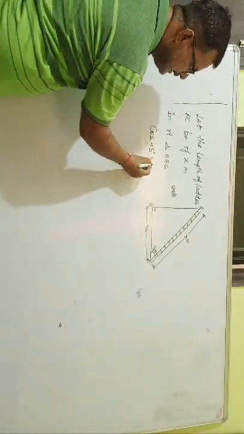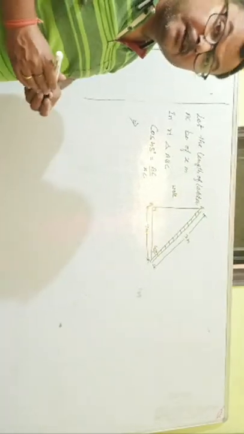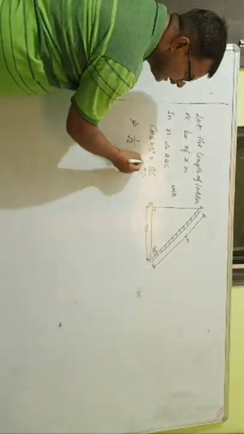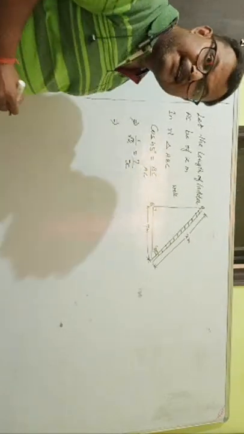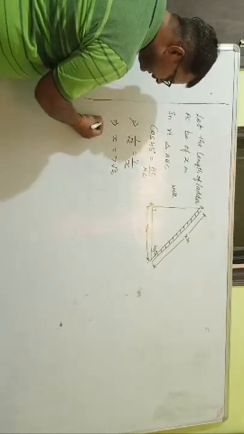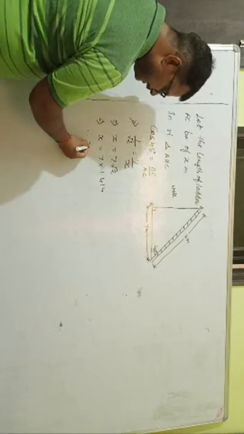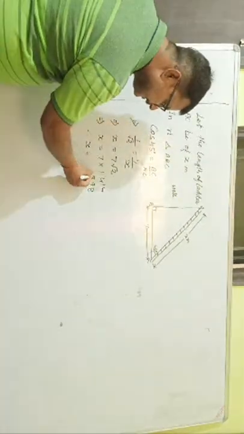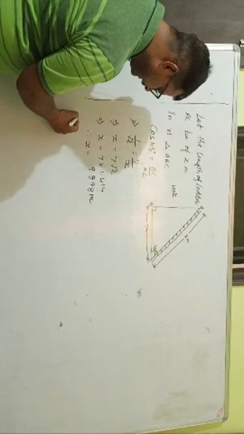Cos 45 degrees is equal to BC upon AC. Now you have to recall the trigonometric value table. The cos 45 is equal to 1 by root 2. Here BC is 7 and AC is to be found out. AC can be replaced by x because this is the length of the ladder. See, cross multiply it: x equals 7 root 2. Then you can place the value of root 2, 1.414, and multiply: 7 times 1.414 is 9.898 meter.